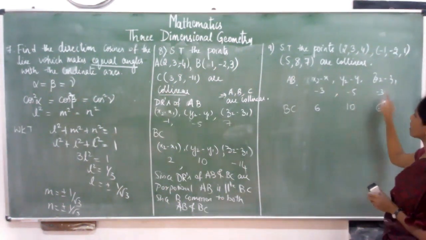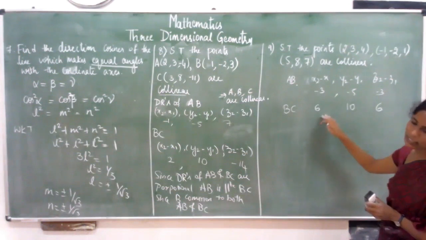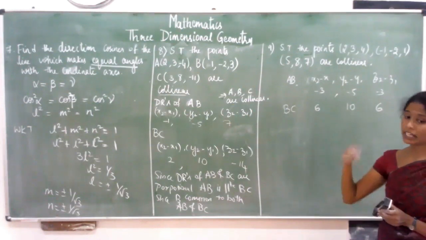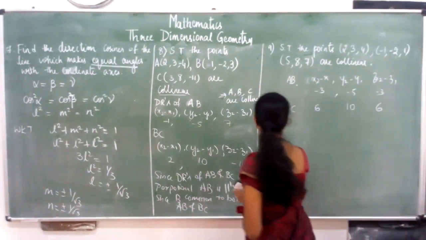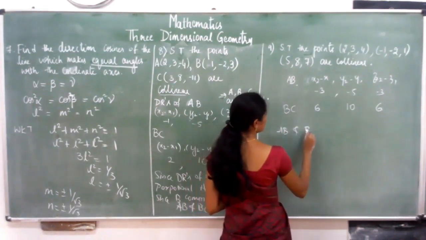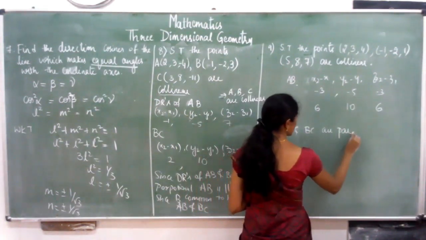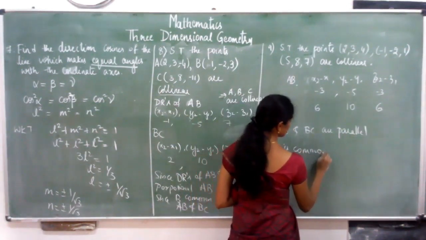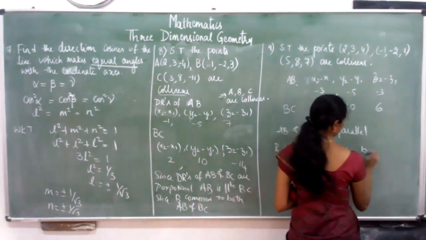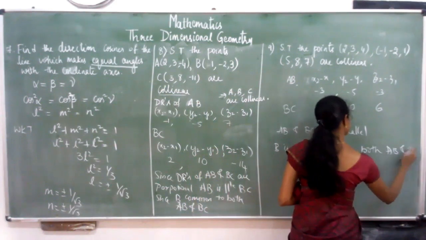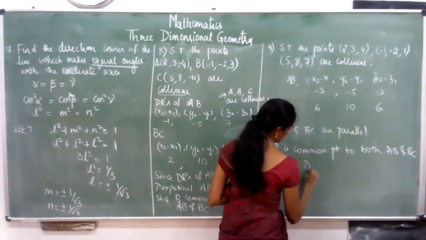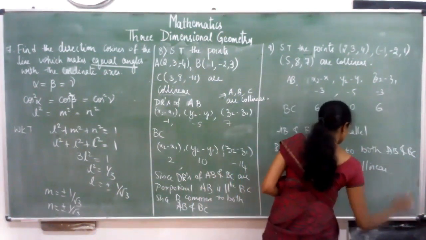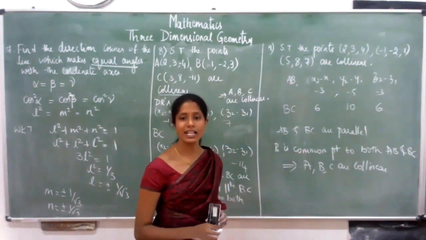Again you see they are proportional. Minus 3 by 6, minus 5 by 10, minus 3 by 6 will all give you minus 1 by 2. They are proportional. Therefore, what you can conclude? AB and BC are parallel and B is a common point to both AB and BC. Therefore, this implies A, B and C are collinear. What is collinear? That is, these 3 points are lying on the same line.